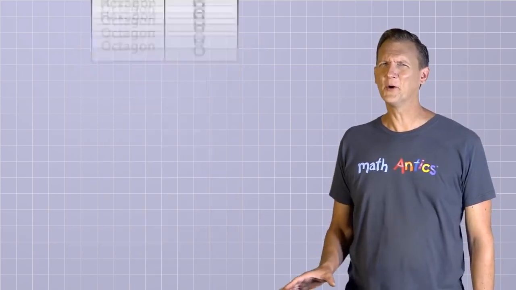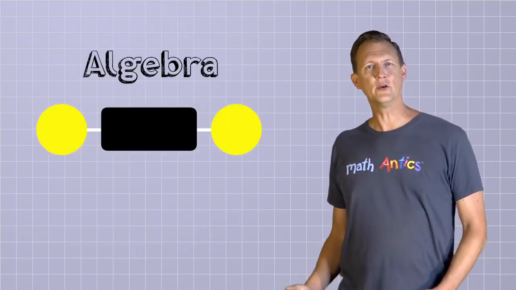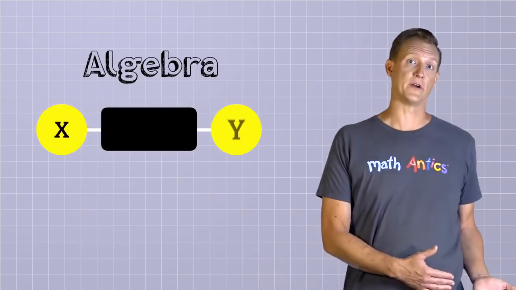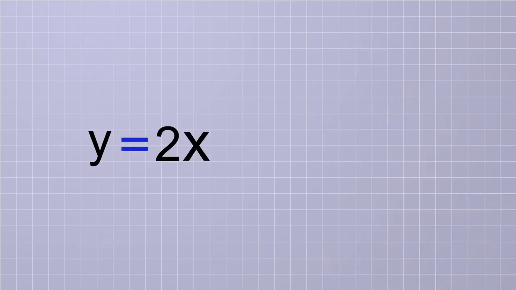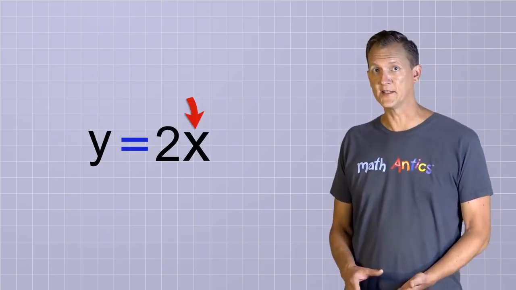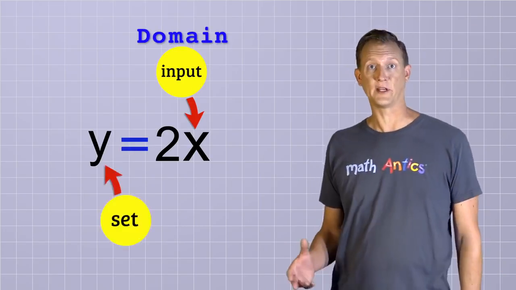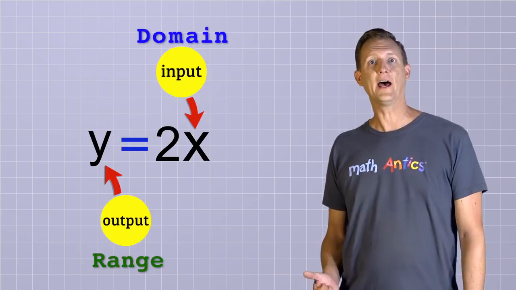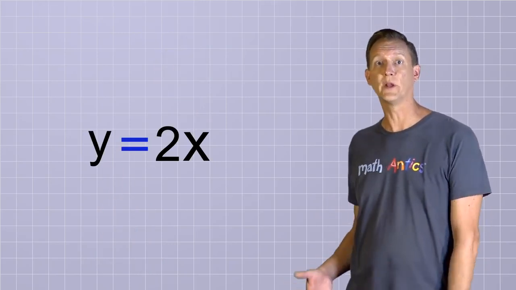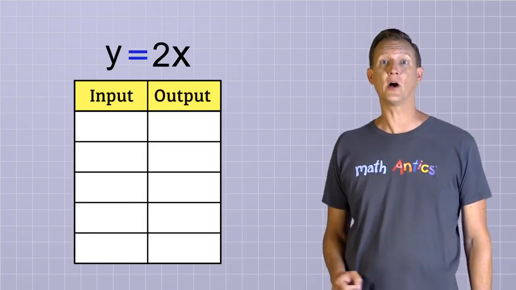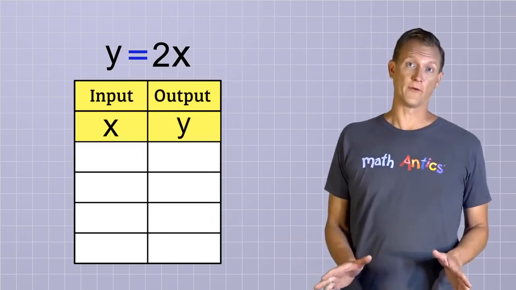That's cool, but most of the functions that you'll encounter in algebra will be a little more abstract than that. They'll usually just relate one variable to another variable in the form of an equation, like this one, y equals 2x. In this equation, if we treat x as the set of numbers that we can input, the domain, and y as the set of numbers that we get as outputs, the range, what we have is a very simple algebraic function. And just like the polygon example, we can make a function table to show some of the possible input-output combinations. For this function, we could choose any number at all for the value of x.